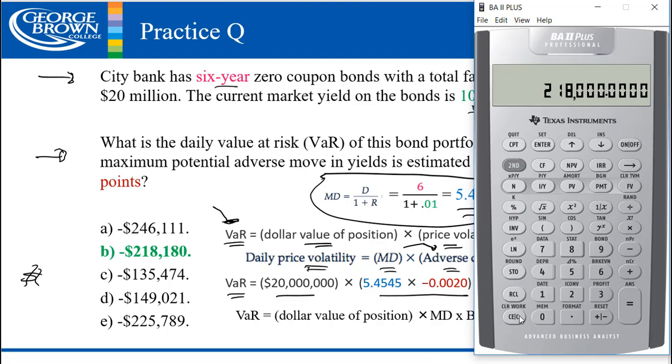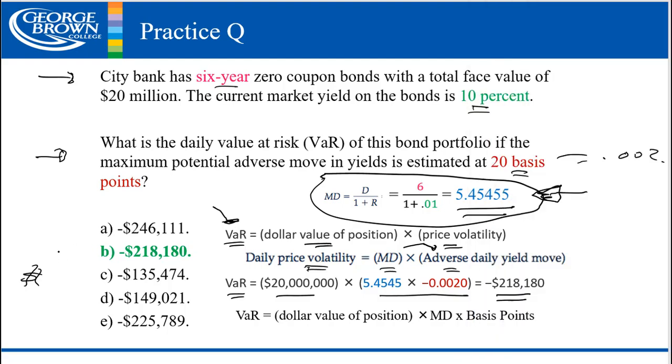218,180. So let's just bring up the calculator on that. So we're going to have 20 million is the value, market value of the portfolio, times 5.4545, something like that, multiplied by 0.002, and that's a negative, and we're going to equal negative 218,182. Okay, so it's closest to B, negative 218,180.